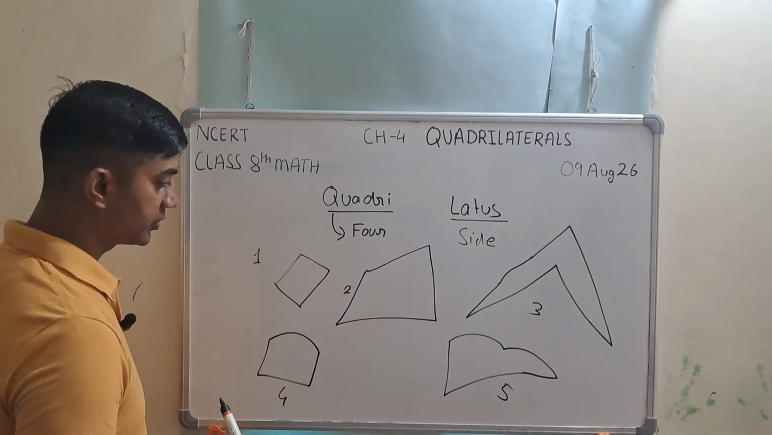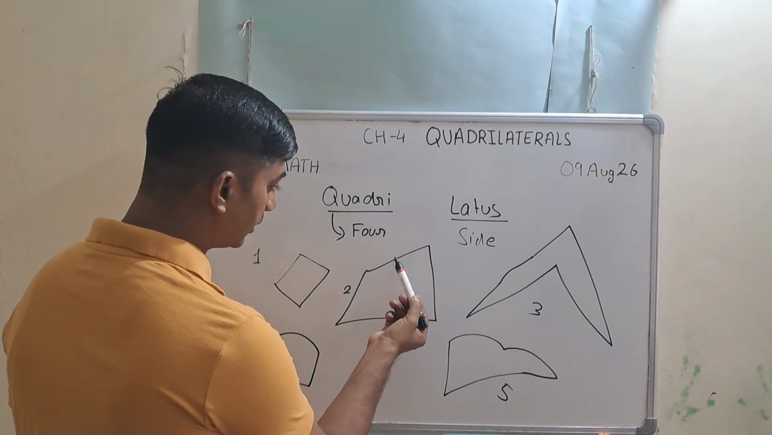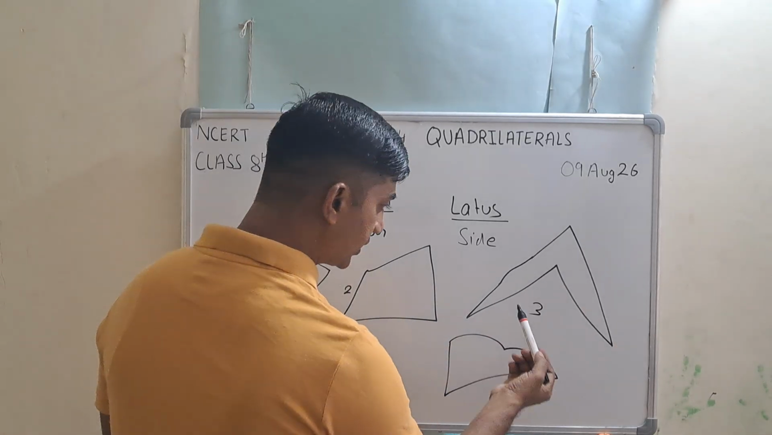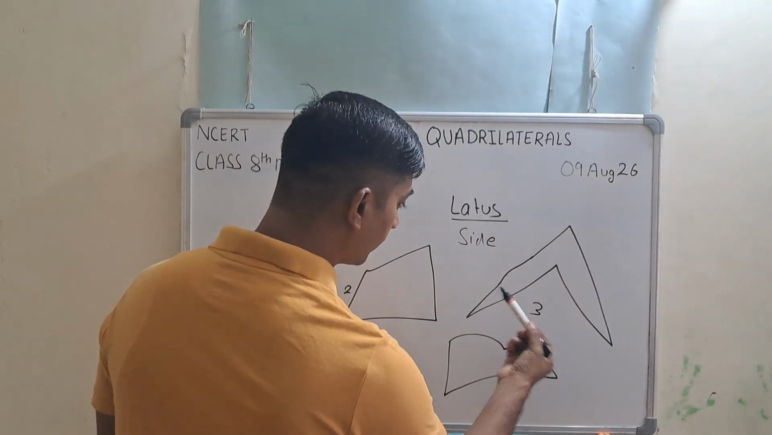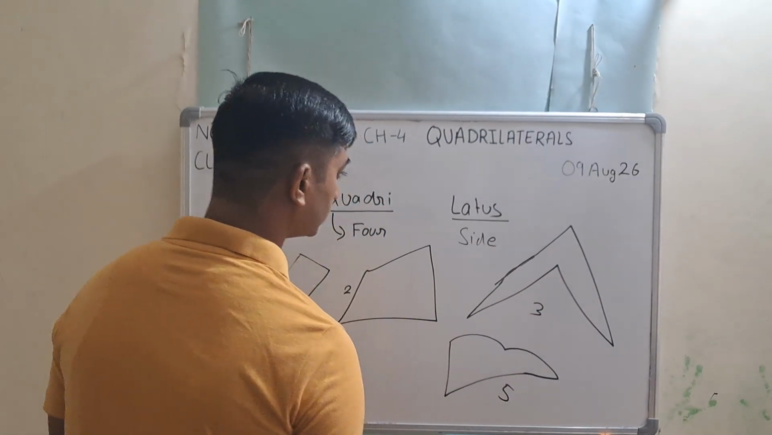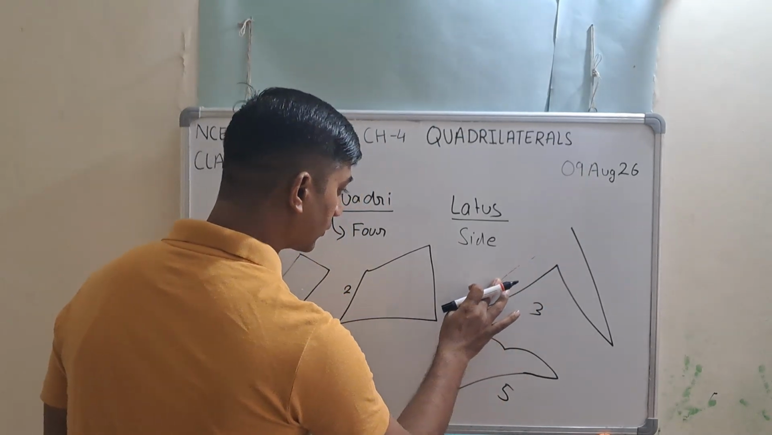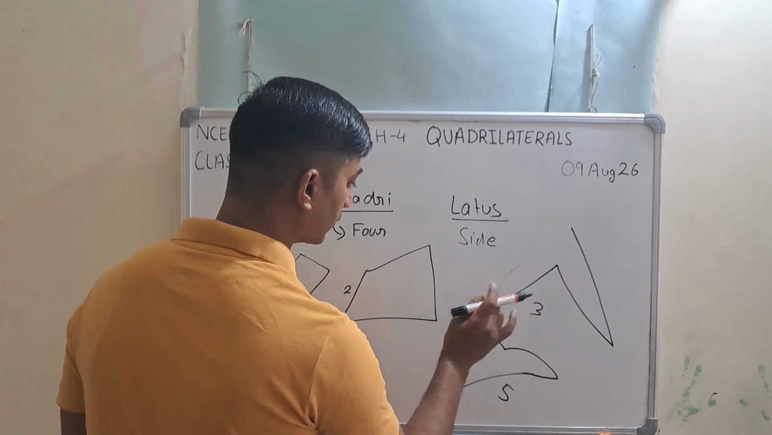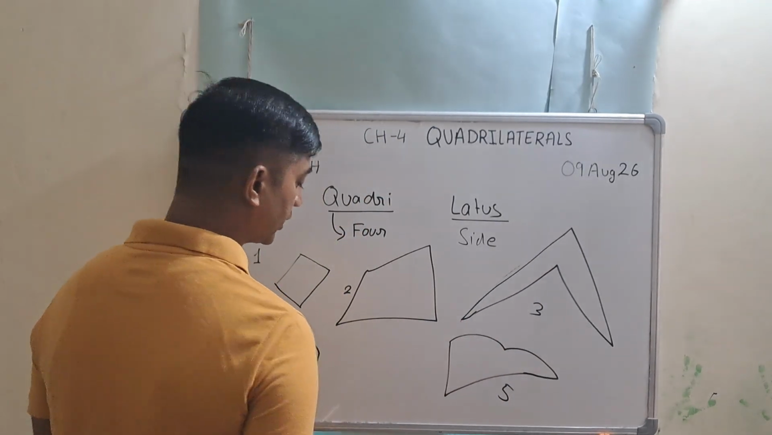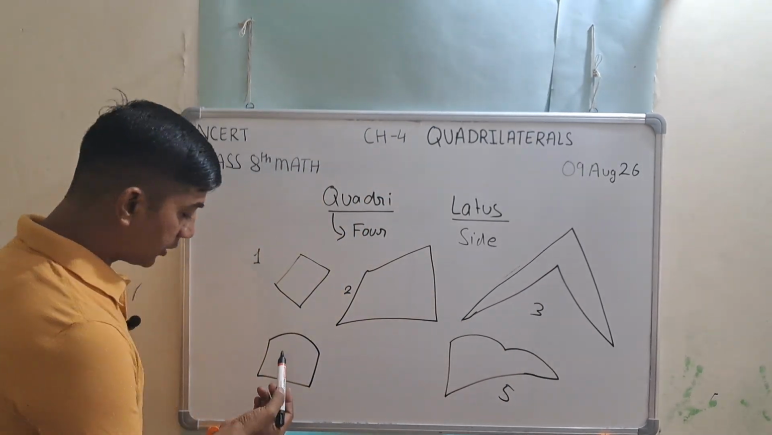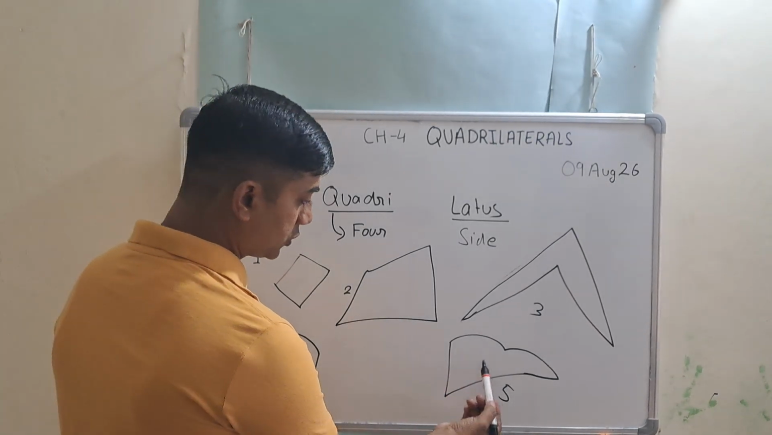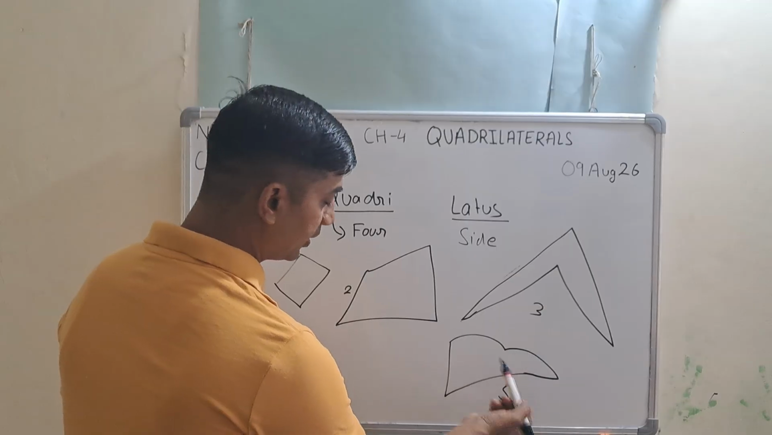3, 4. Understood? In this figure also we can see we have four sides, 1, 2, 3, 4, and in all these figures you can see 1, 2, 3, 4. Understood? And in this figure also we have four sides, 1, 2, 3, 4, and in figure number 5 we also have four sides.